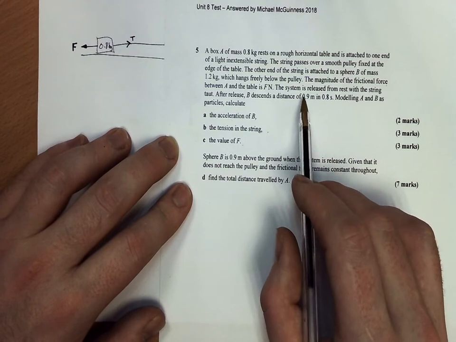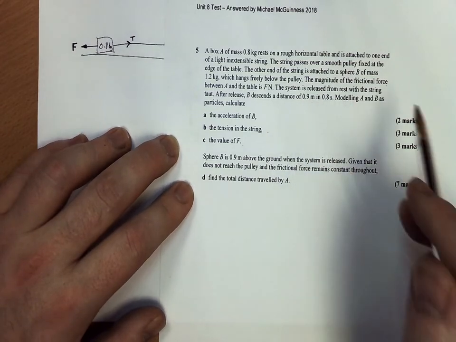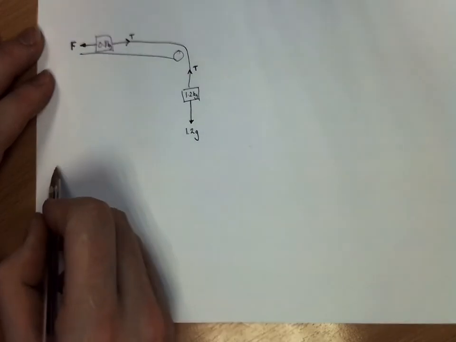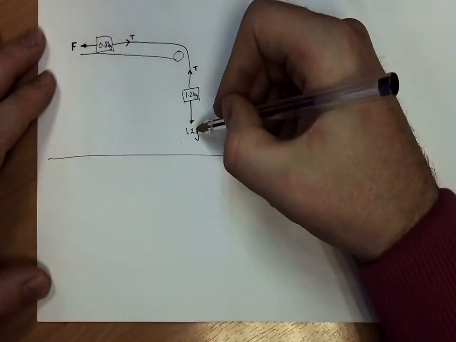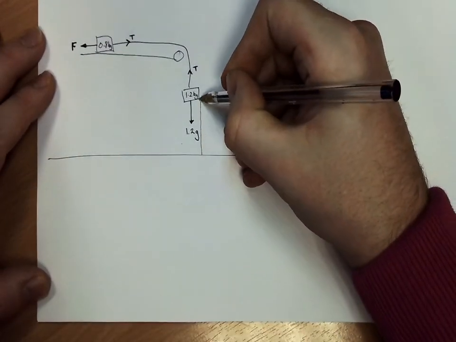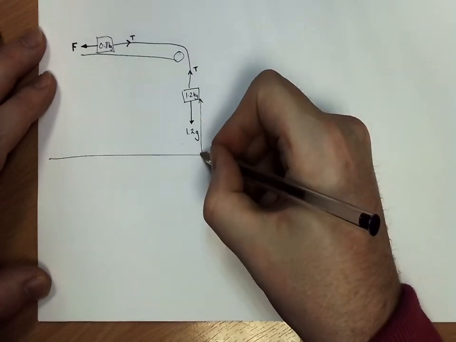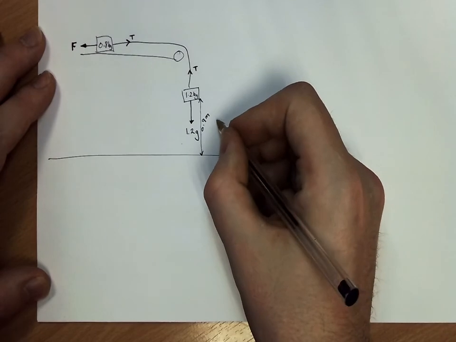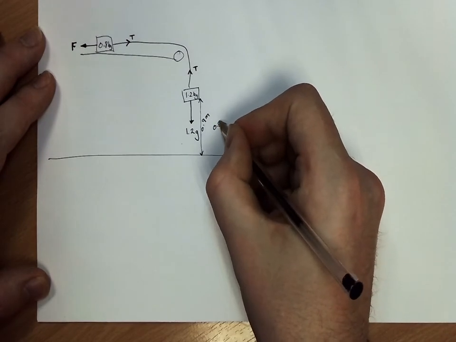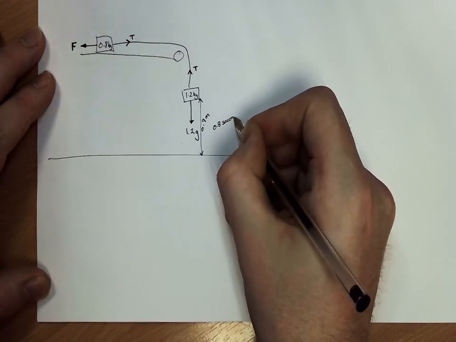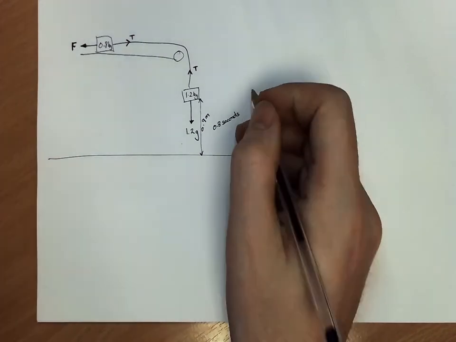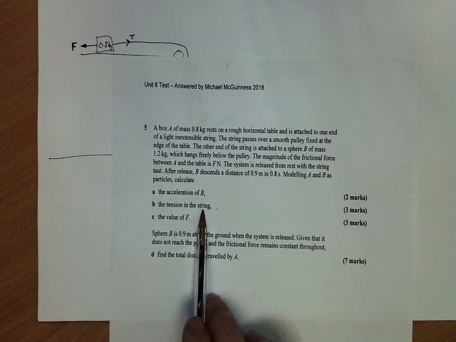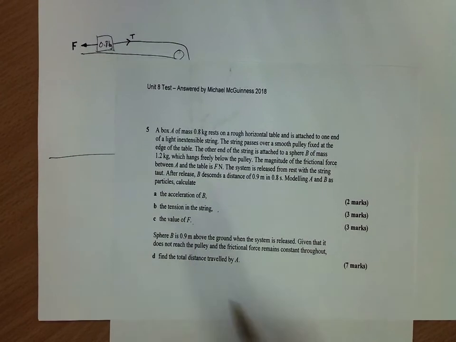The system is released from rest, with the string being taut after release. B descends 0.9 meters in 0.8 seconds. So it hits the floor, so this distance here is 0.9 meters, and this happens in 0.8 seconds. We are asked to find the acceleration of B, the tension in the string, and the value of F.